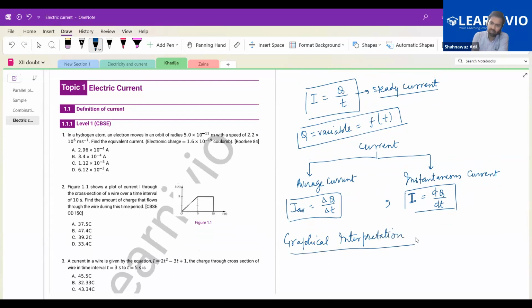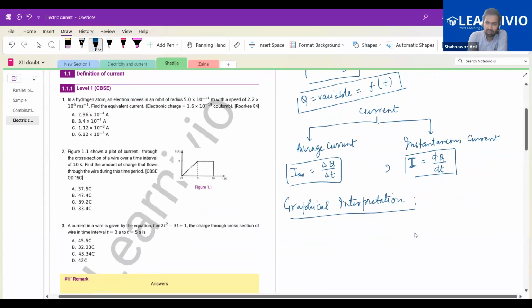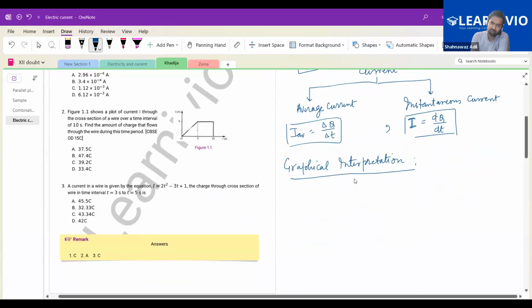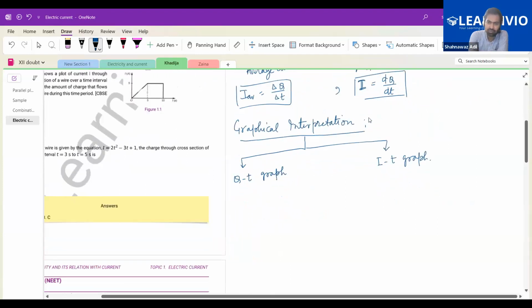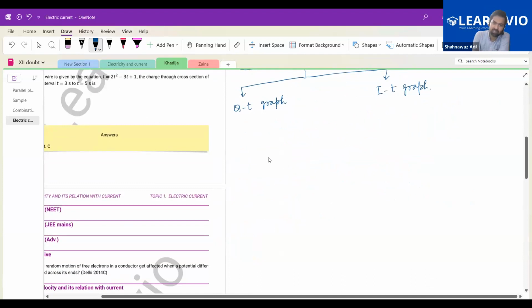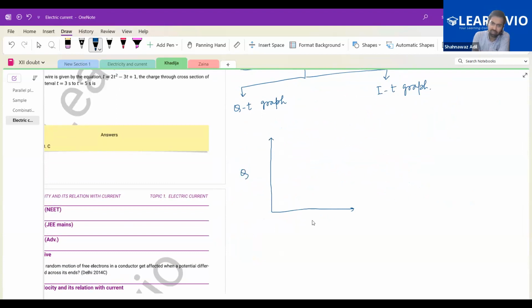So what is the graphical interpretation? We can have two kinds of graph: one is the charge-time graph, and the other one is the current-time graph. If we have a charge-time graph, let's say we have charge on one axis and time on the other.